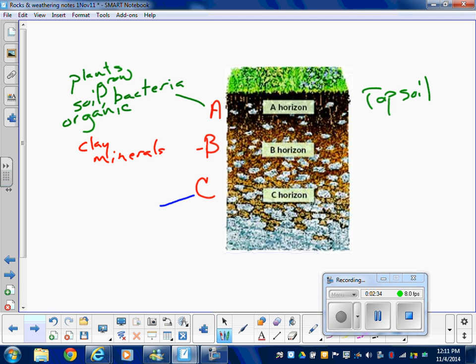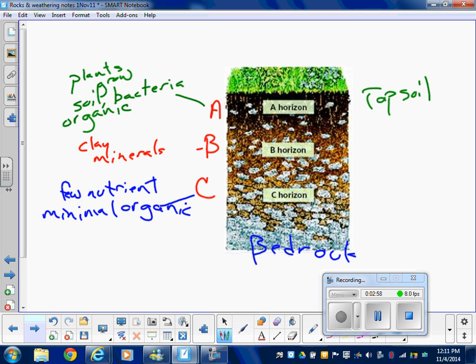Okay, and then the C horizon, as you can see by looking at it, has very few nutrients. It has minimal organic material, and this would be very poor soil for growing things. This down here is actually the bedrock that has not yet eroded. So there you've got those different levels.